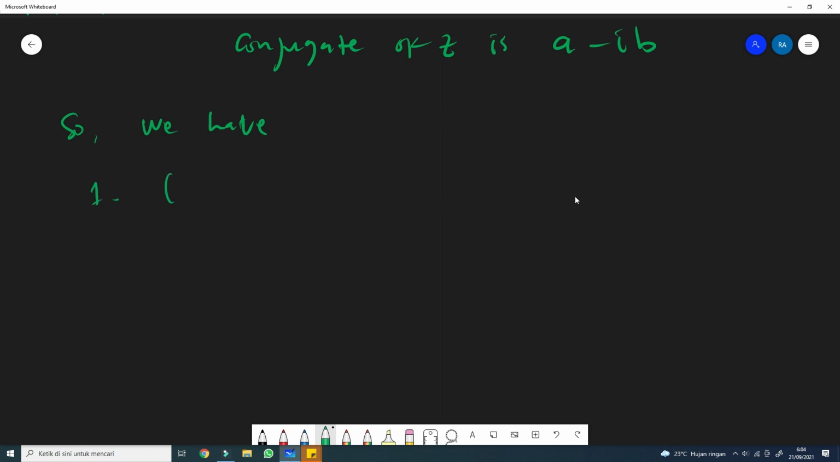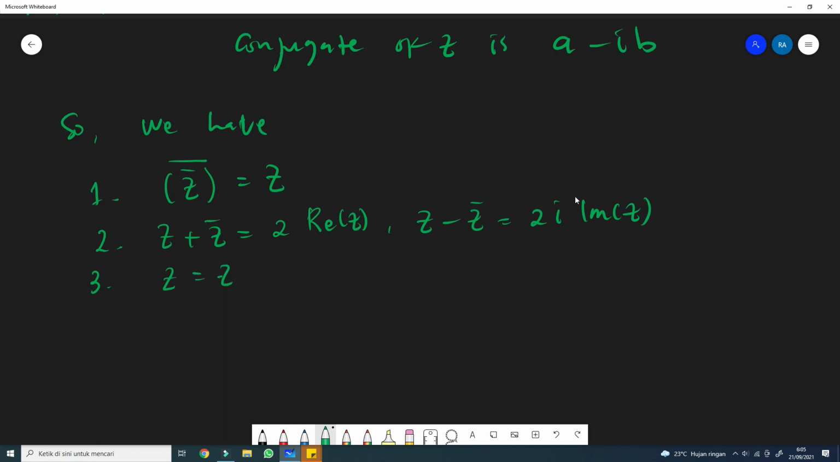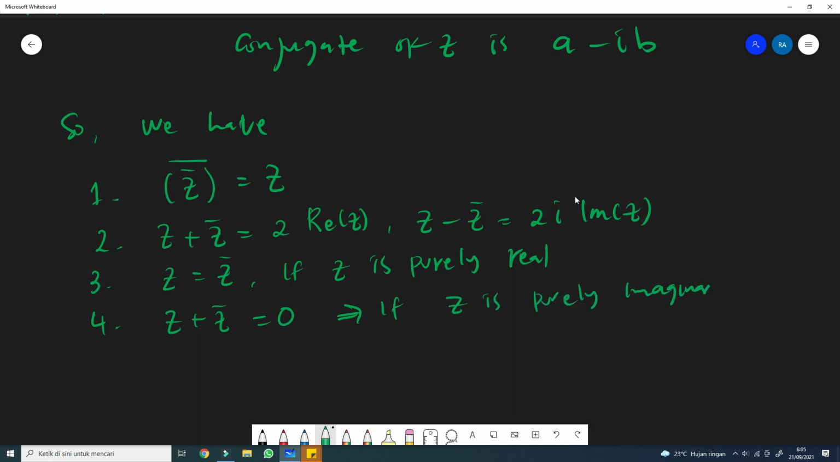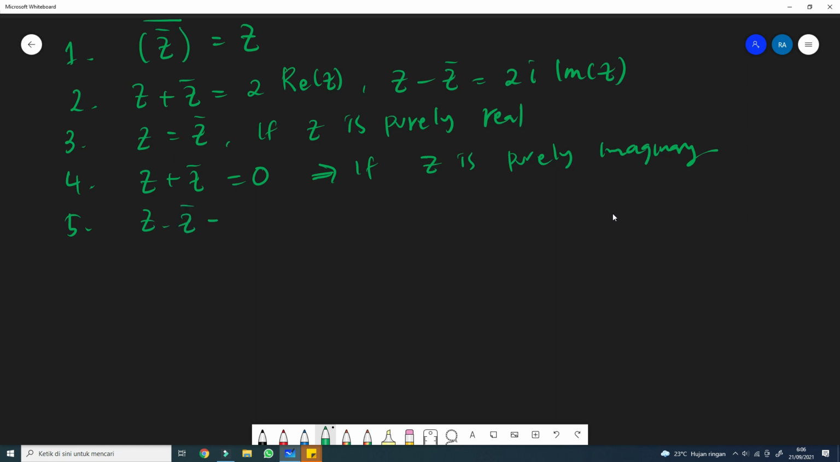So number 1, the conjugate of z bar equals z, and number 2, z plus z bar equals 2 times the real part, and z minus z bar equals 2i times the imaginary part. Number 3, z equals z bar if z is purely real. Number 4, z plus z bar equals 0 if z is purely imaginary. Number 5, z times z bar equals the real part square plus the imaginary part square.